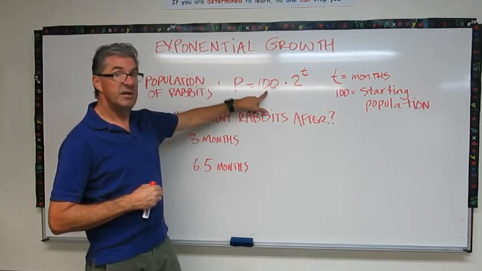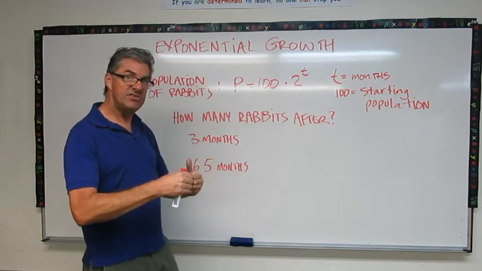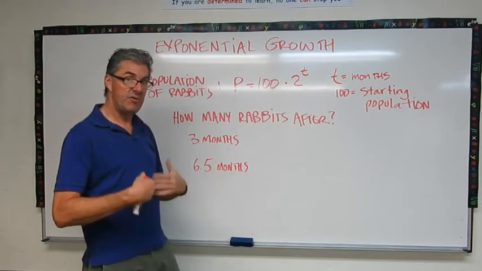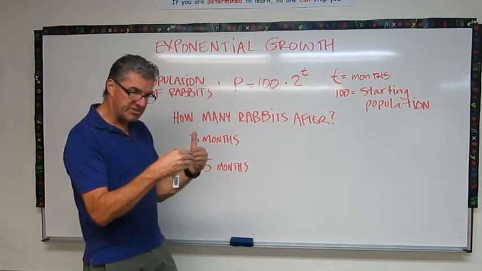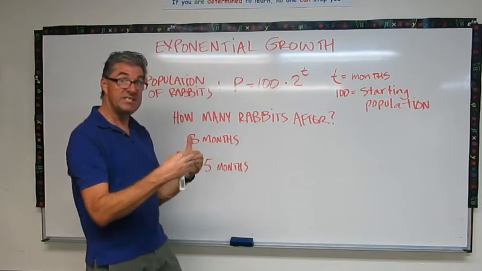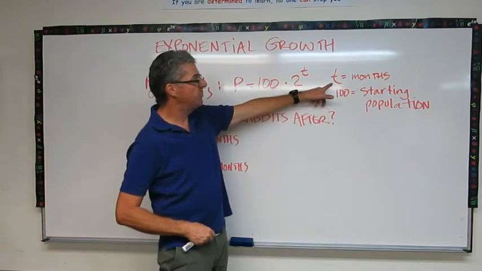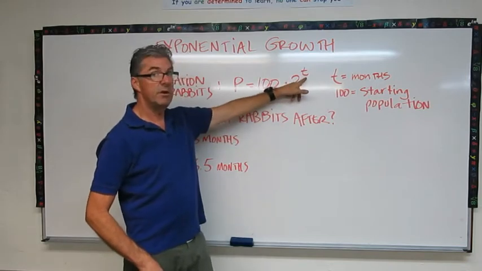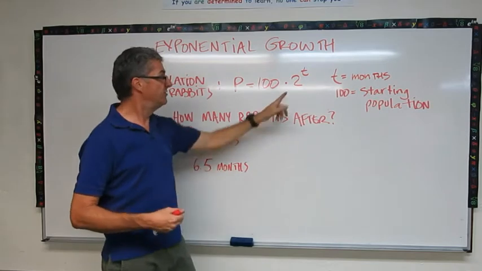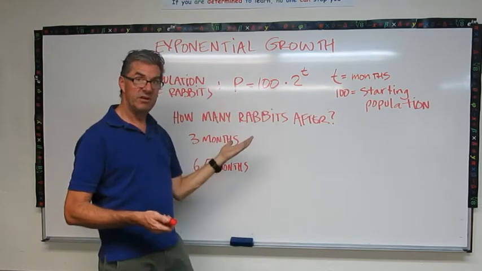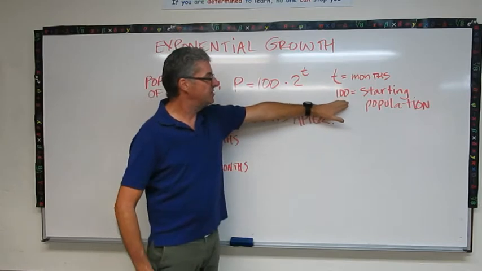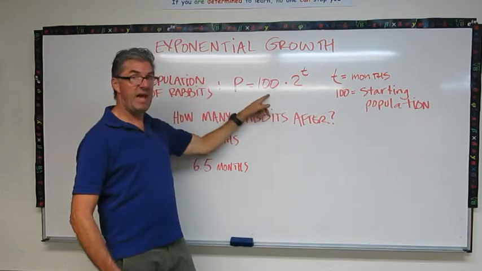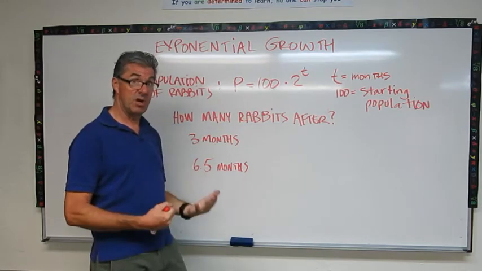Now let's look a little bit more at the starting population. Think about how that works. At the start, what is time? What is the number of months that have passed? If you thought 0, you're right, because we haven't allowed any time to pass, so we're at t equals 0. If we put a 0 in for t, we get 2 to the 0 power. That's just 1, so 1 times 100 is 100. That makes sense. Our starting population is 100. If we put in 0 for our time, we confirm that and get 100 from our equation.